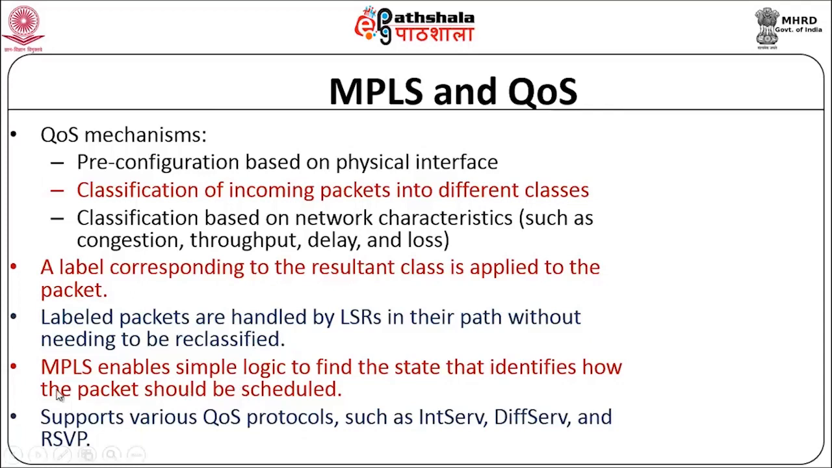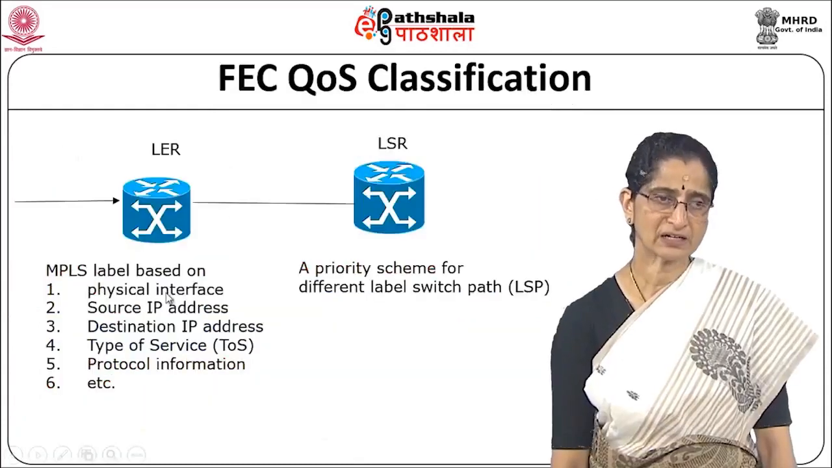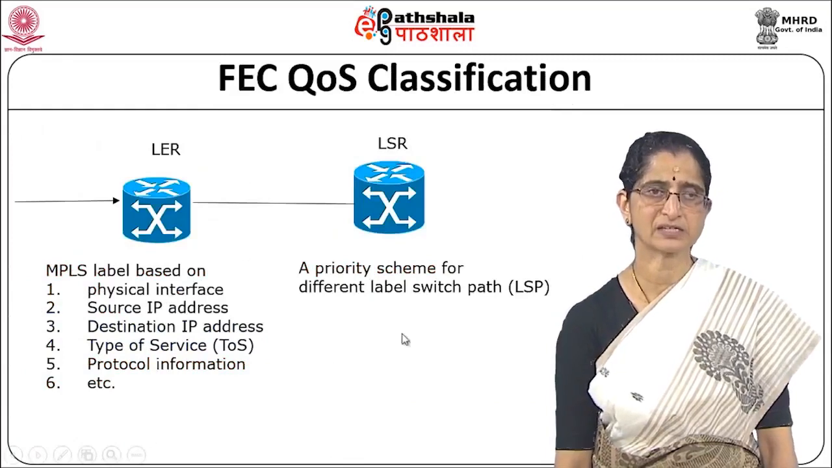So all classification will be done at the edge router, no classification at the intermediate routers, they just keep forwarding it, okay. So MPLS therefore gives you a simple logic to find the state that identifies how the packet should be scheduled, okay, and it can support various other QoS protocols such as INTSERV, DIFFSERV, RSVP and so on. In fact, we have DIFFSERV working with MPLS as one of the very commonly used protocols in many of the networks today.